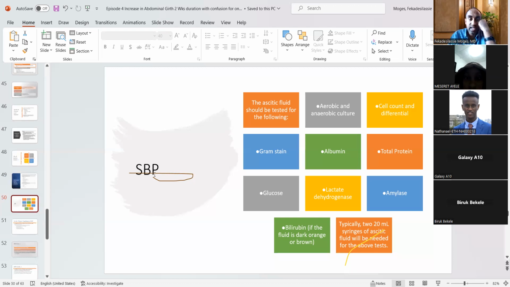Very good. Our patient doesn't have spontaneous bacterial peritonitis, but I am saying this so that you know the principle. If a patient has spontaneous bacterial peritonitis, the ascitic fluid should be tested for the following: aerobic and anaerobic culture, cell count and differential, gram stain, albumin, total protein, glucose, lactate dehydrogenase, amylase, bilirubin level. And normally what you should do is aspirate enough ascitic fluid using a 20 milliliter syringe and send it for analysis, and do all these tests.